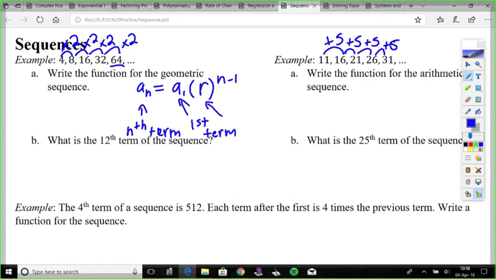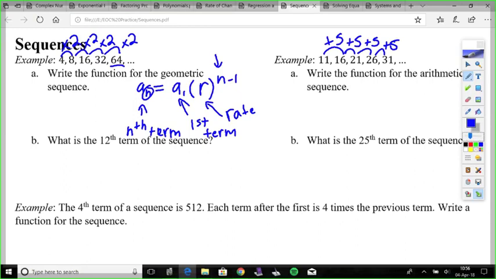R is going to be our rate, which is basically the number we're multiplying by each time. As you can see in this sequence, we're multiplying by 2, so that means our rate will be 2, but we'll get to that in a second. And then n kind of references back to the A of n. It's the number of the term in that sequence.